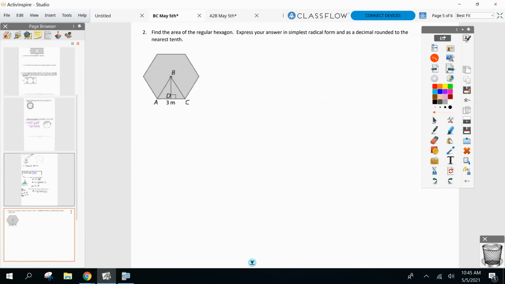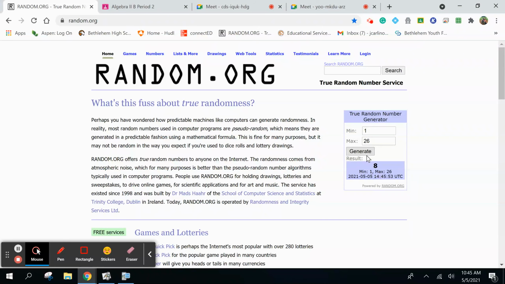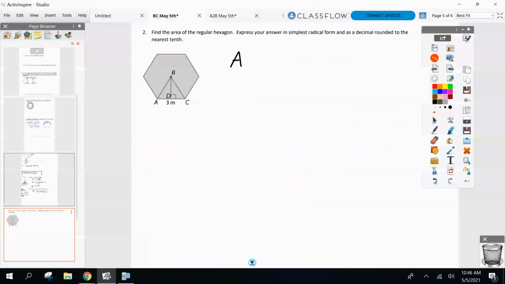How many triangles can be formed here? How many congruent triangles can be formed in a hexagon? You guys know what the pattern is, but just asking. Ryan, how many? 6. Yep. So the way I'm going to approach it is I'm going to take 6 triangles, find the area of one of them, 1/2 BH. And that one of them's already drawn in.